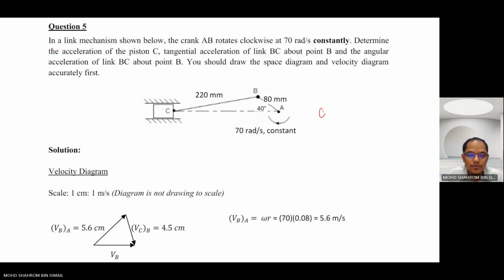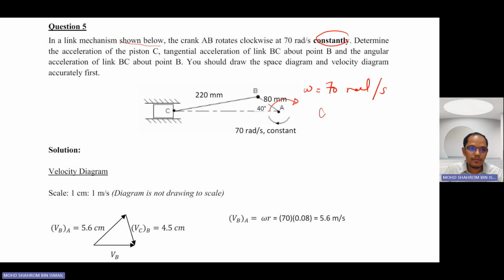It states that in a link mechanism shown below, the crank AB rotates clockwise at 70 rev per second, at 70 rev per second constant. Okay.